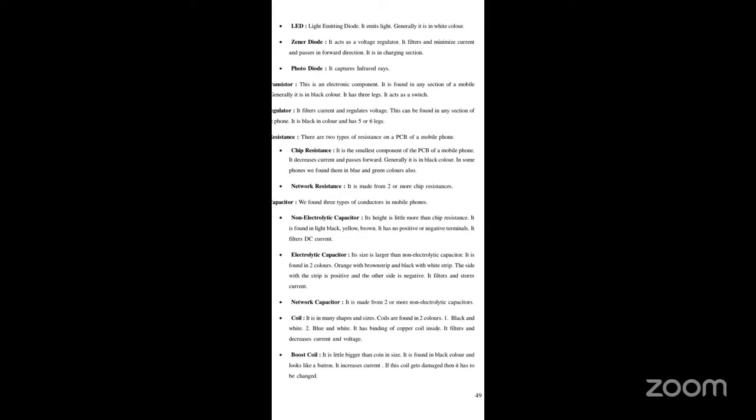Resistance, there are two types of resistance on a PCB of a mobile phone. Chip resistance, it is the smallest component of the PCB of a mobile phone. It decreases current and passes it forward. Generally it is in black color. In some phones we found them in blue and green colors also.